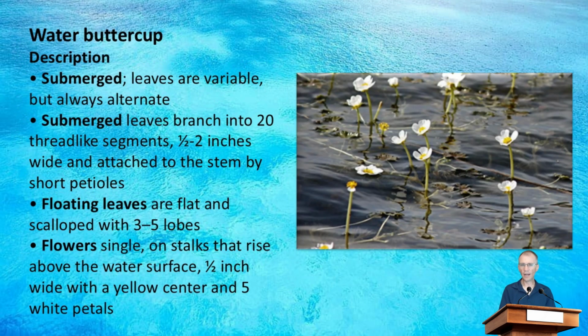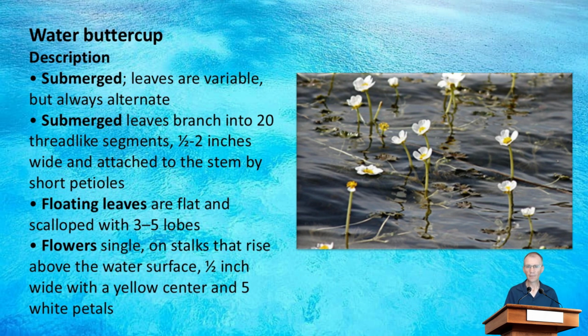Water buttercup. Description: submerged. Leaves are variable, but always alternate. Submerged leaves branch into 20 thread-like segments, 1/2 to 2 inches wide, and are attached to the stem by short petioles. Floating leaves are flat and scalloped with 3 to 5 lobes.